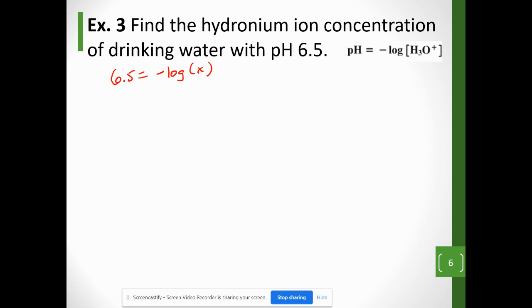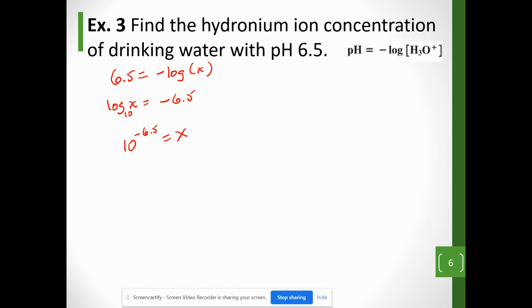Now, I don't want to deal with a negative log because my calculator just has a positive log. So let me move everything from the left to the right and everything from the right to the left. Don't forget to switch your signs. So then I have that log of X is equal to negative 6.5. That means my base is 10, right? We learned how to write this in exponential form. Then I have this as 10 to the negative 6.5 is equal to X, right?